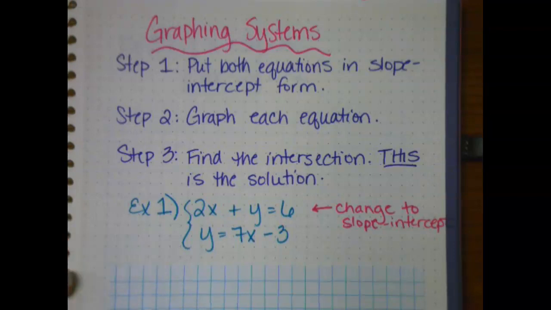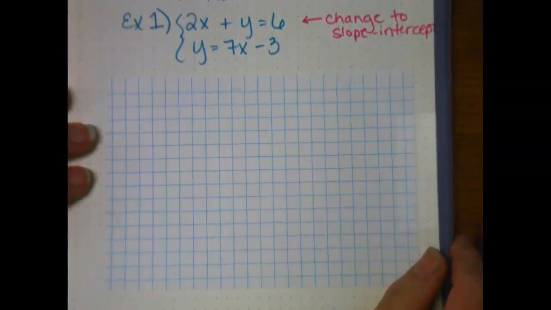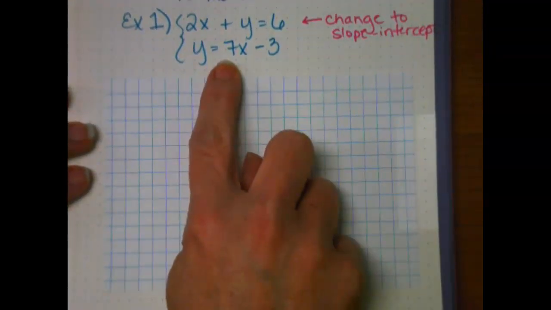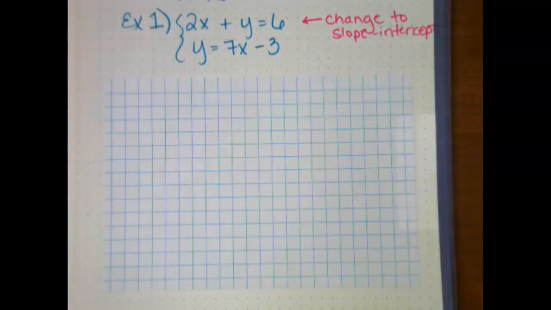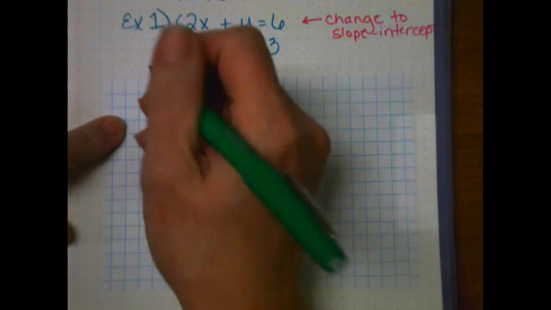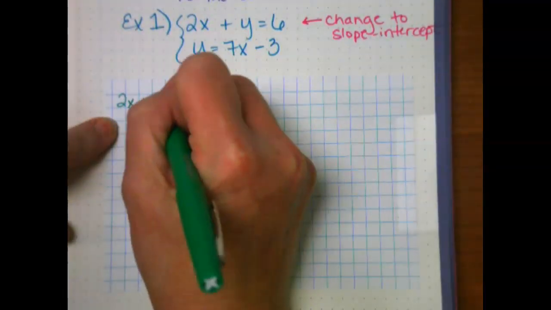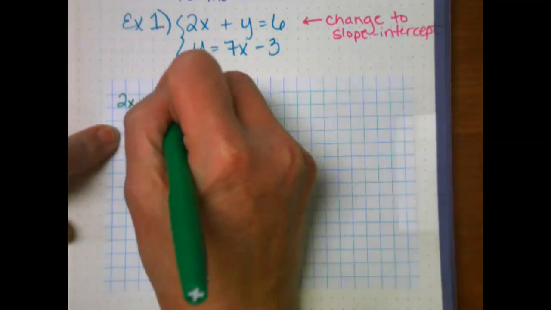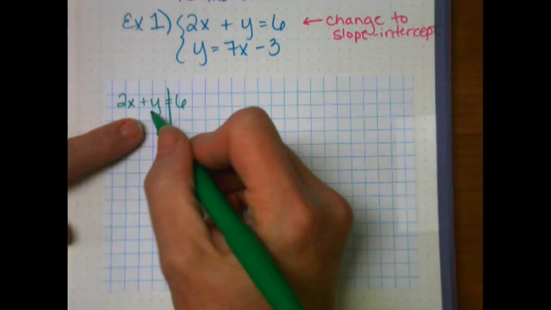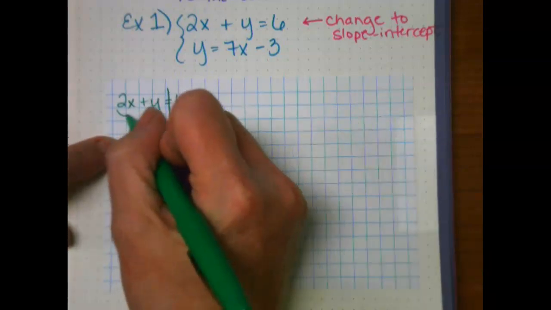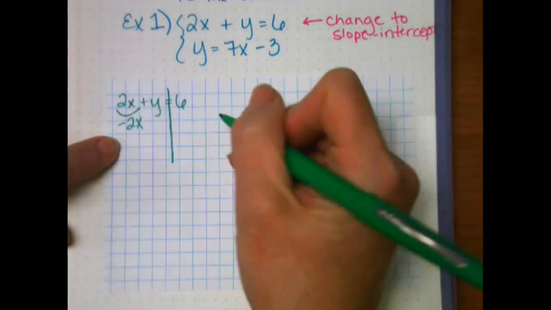So let's look at an example. So I have my first example here. Well, I can see already I have one line that I'm ready to graph, but I have another that I'm not. I have to change that. So let's change it. Starts with 2x plus y equals 6. I want it to say y equals mx plus b. My y is on the right side of the equal sign, but this is over here and I don't want it to be there.